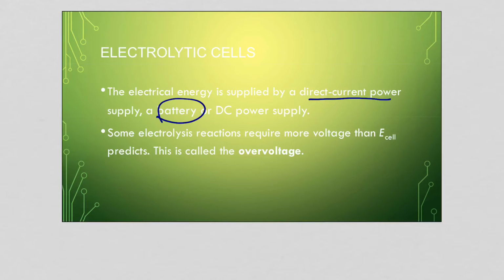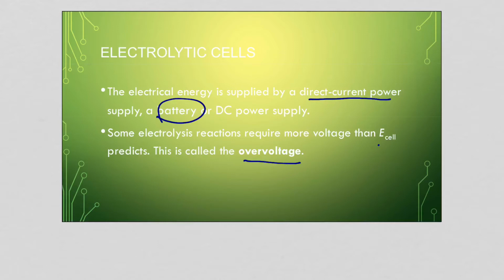It could also be a DC power supply unit, which is often used if you run a lot of these things, where you can adjust the current up and down, while a battery is going to give you a sort of constant current. Now, this is what I mentioned too, this so-called overvoltage, where a lot of these reactions require you to deliver more voltage than what the cell would require in the spontaneous direction.